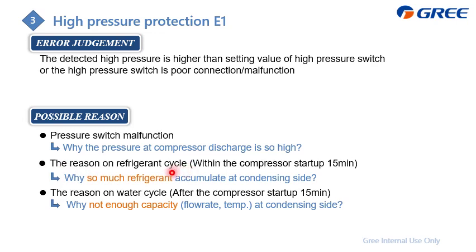For this one, if this error occurs within 15 minutes of the compressor startup, then you need to focus on the refrigerant cycle to check why so much refrigerant accumulated at the condensing side. And after 15 minutes, we focus on the water cycle, which is why there is not enough capacity, including the water flow rate and temperature at the condensing side.